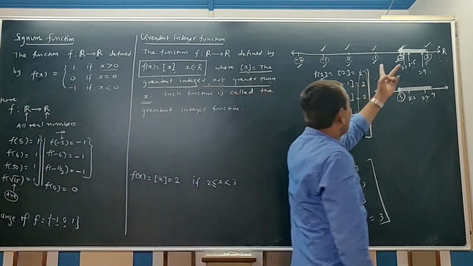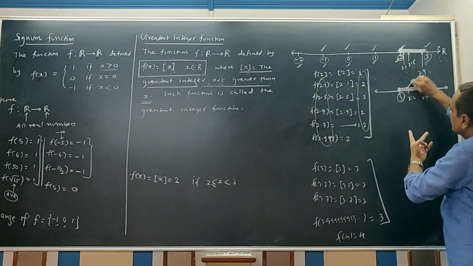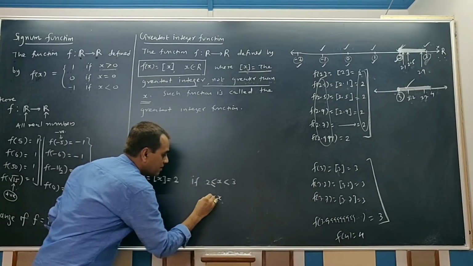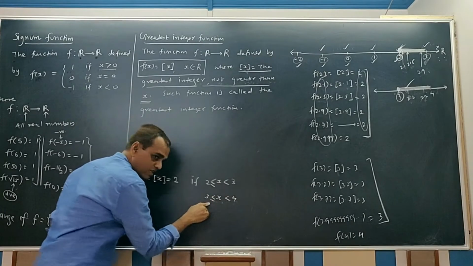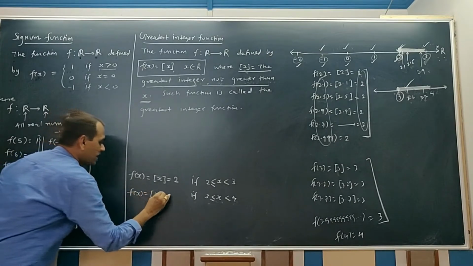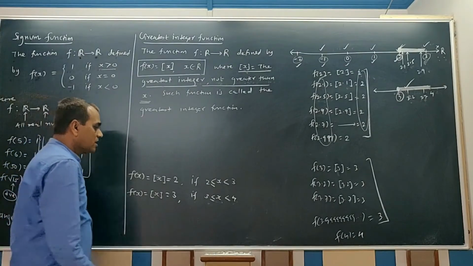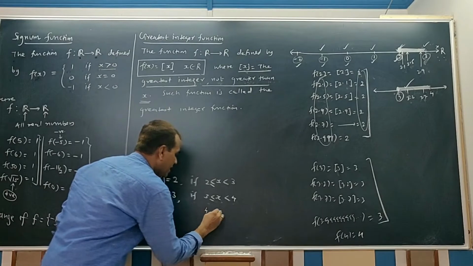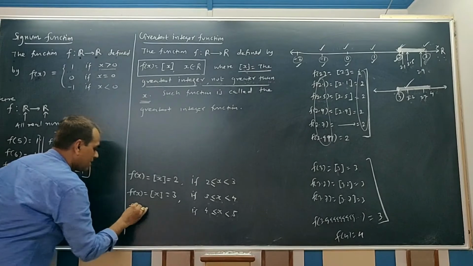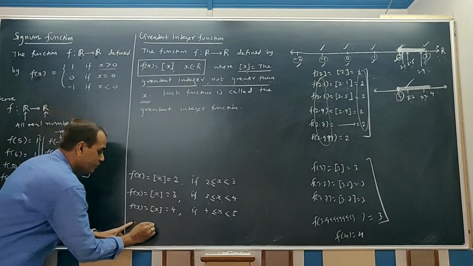Then after 2 to 3, the next interval is 3 to 4. So now putting the statement for this part: if x is taken from 3 to 4, including 3, then f(x) equals floor of x, equal to 3. Continuing this procedure, if you take x from 4 to 5, if the input is from this interval, then f(x) equals floor value of x, which is 4.